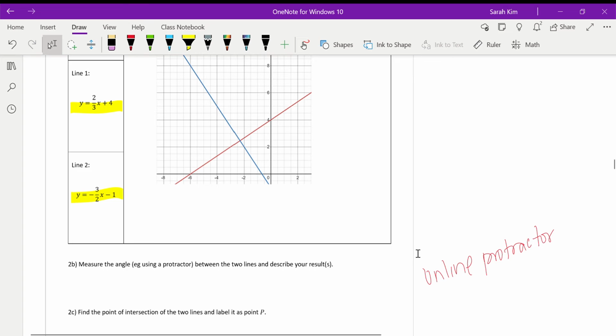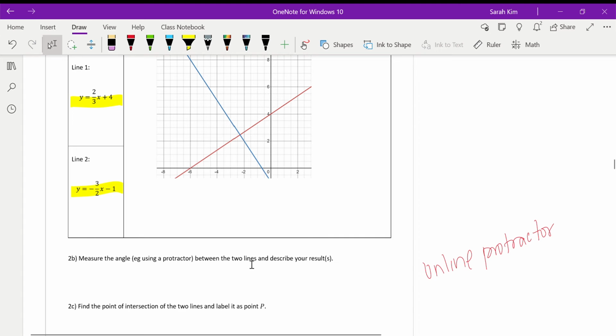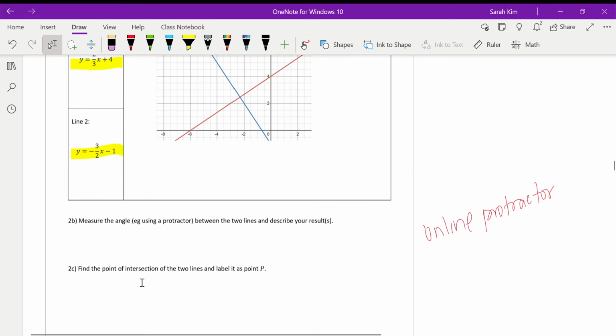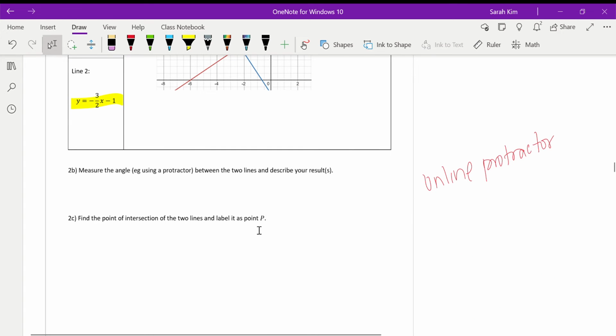I can send you the specific online protractor that I used, but I want you to try to figure it out. It's inquiry-based, so it's for you to figure out. You need to screenshot it if you can, and then describe your results. What do you see about the angle between the two lines? For the intersection, what is an intersection? You need to find it on this graph and label it as point P.